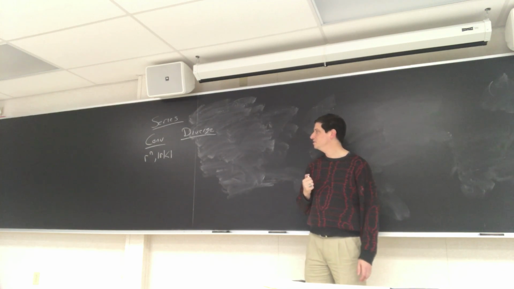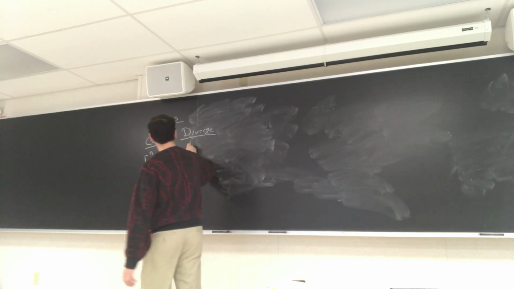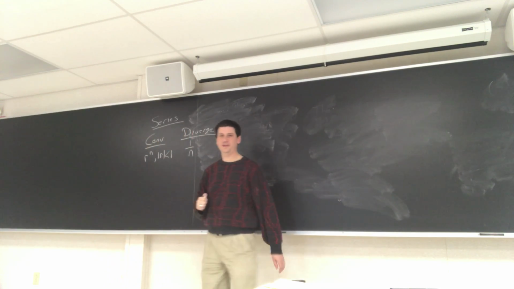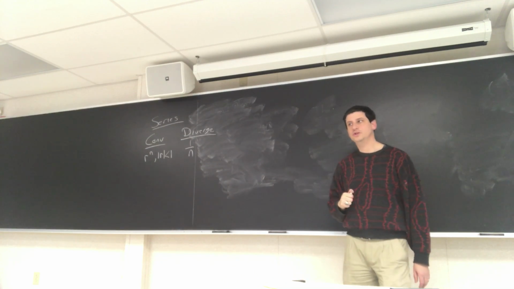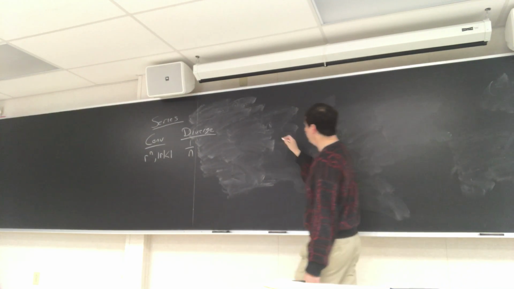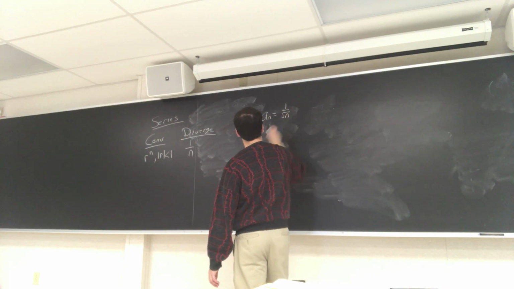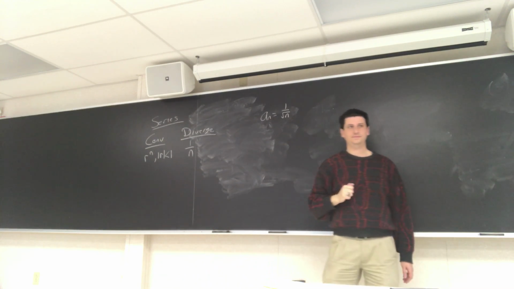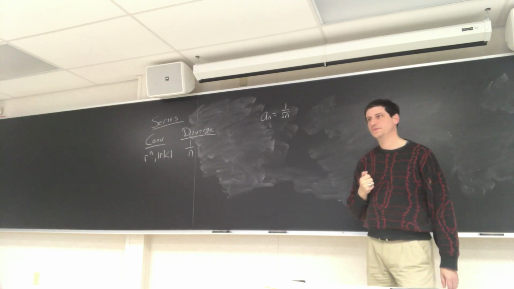What do we know that diverges? 1 over n. And that's it for now. So we really don't have that many examples. So let's add a few more. What if I gave you an is 1 over the square root of n? Does this converge or diverge? This would diverge.